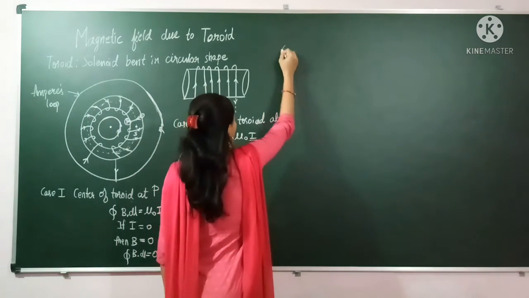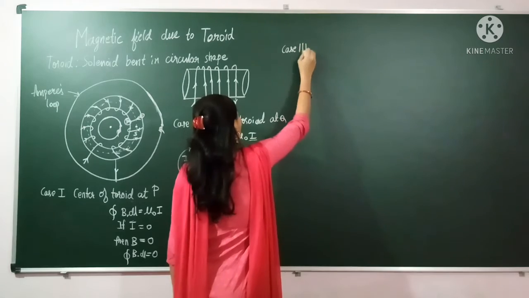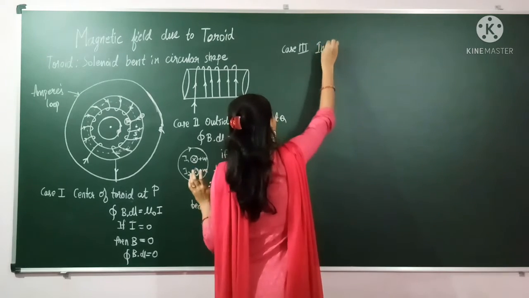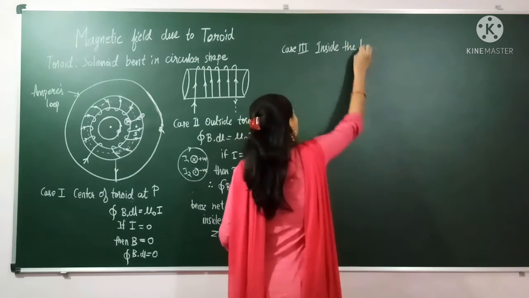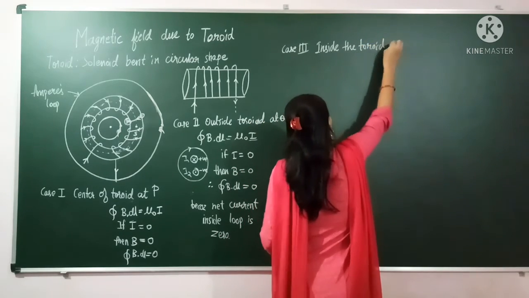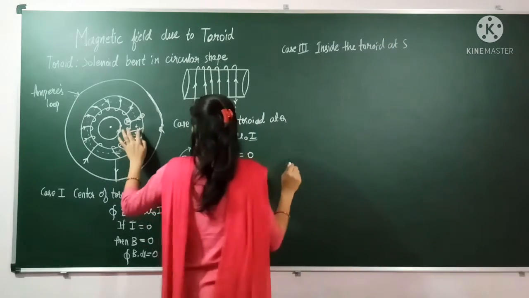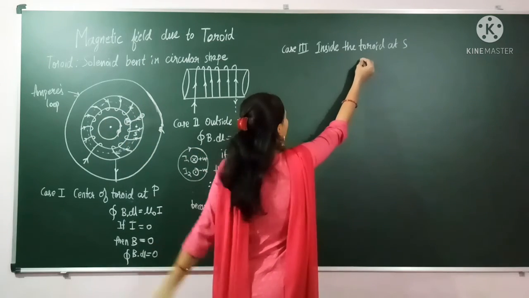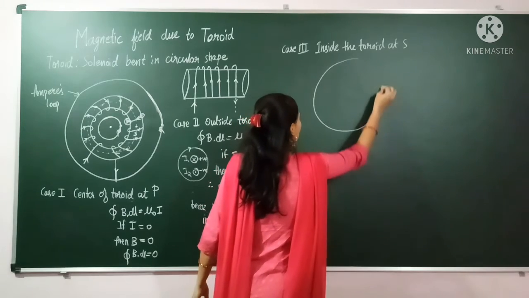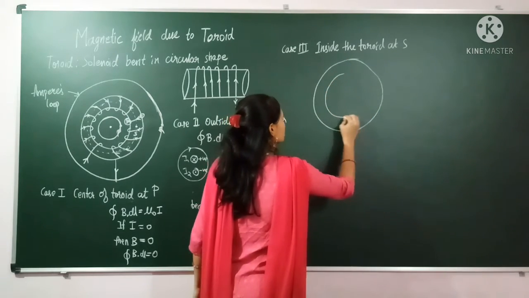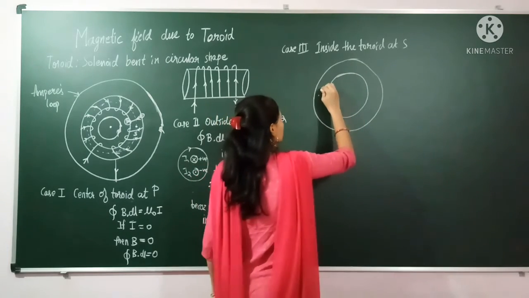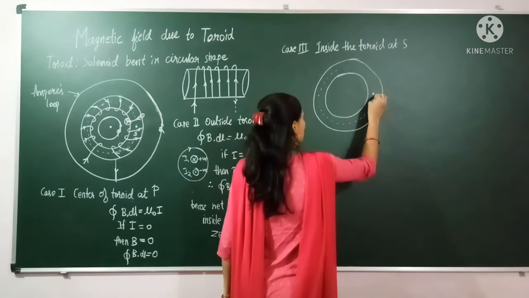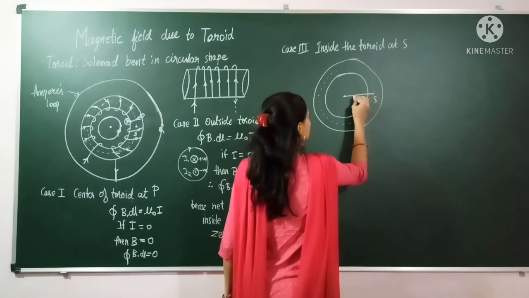So next we will go for case 3. Case 3 is the important case because here only the magnetic field will be present. So we will take inside the toroid, at point S. At this point S, we want to calculate the magnetic field. So I will draw the same toroid here. Here is our point S. Here this is the center. This distance we will take as R.